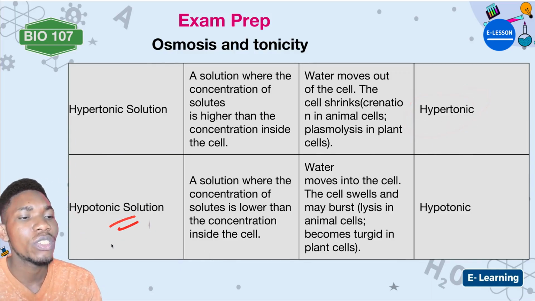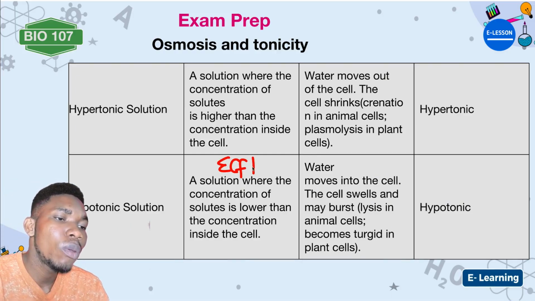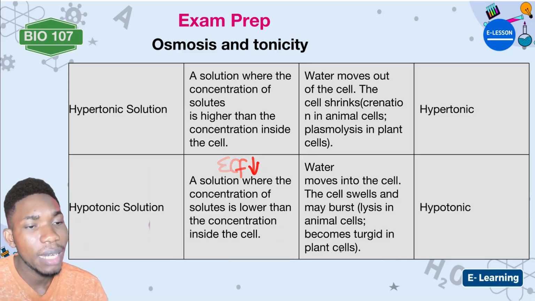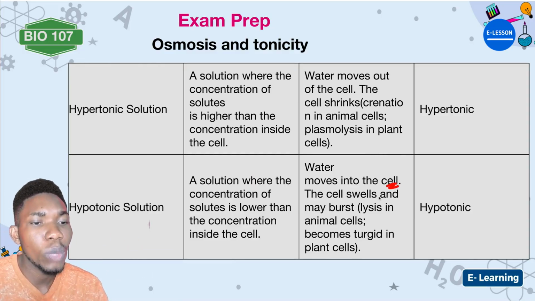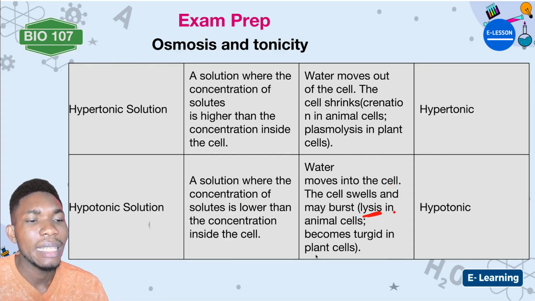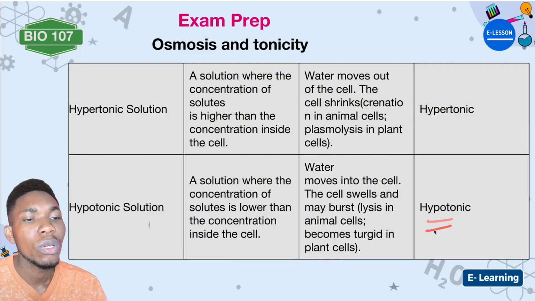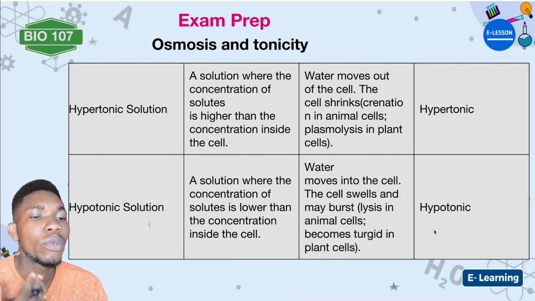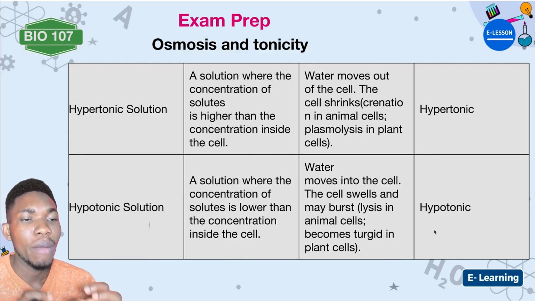Then we have hypotonic solution. A solution where the concentration of the solute is lower. That means the concentration outside in the ECF is lower as compared to inside of the cell. So what will happen? Water will move from the ECF into the cell. The cell swells and bursts, which we call lysis in animal cells, and then it causes turgor pressure or turgidity in plant cells. We say it is what? Hypotonic. So lysis is caused by a hypotonic solution: it swells, then it bursts.